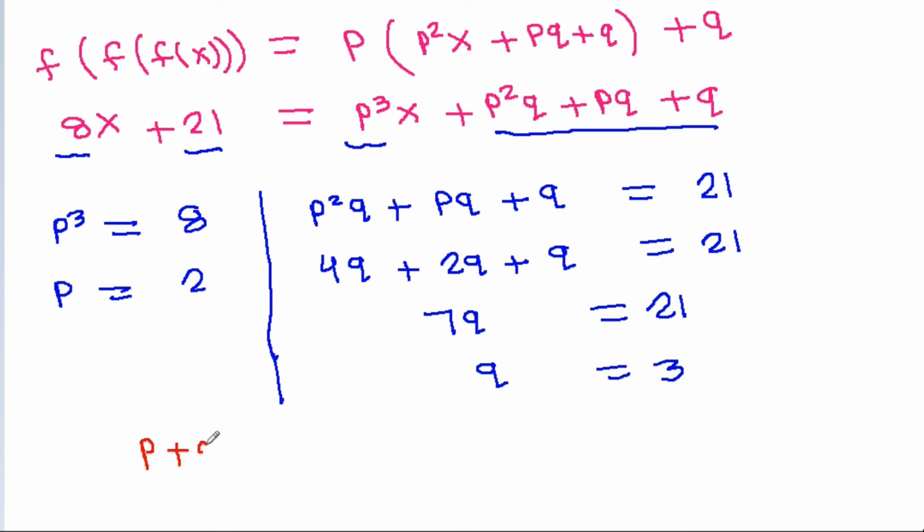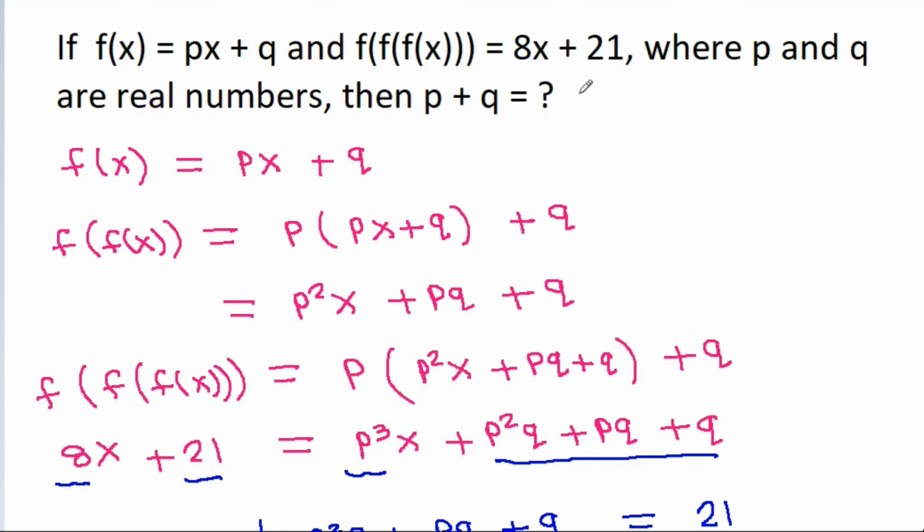So p plus q will be equal to 2 plus 3, that is 5. It is 5.